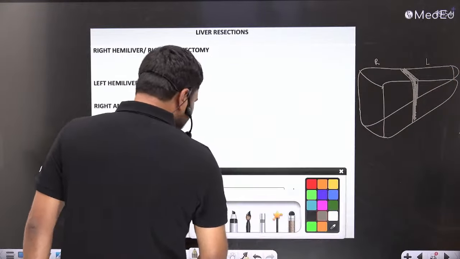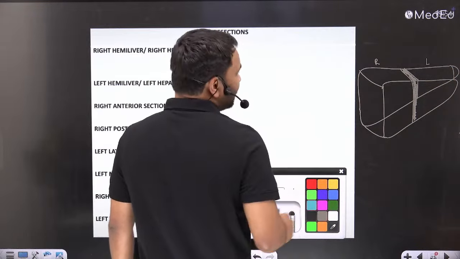Then the other components which are responsible for dividing the liver are your hepatic veins.